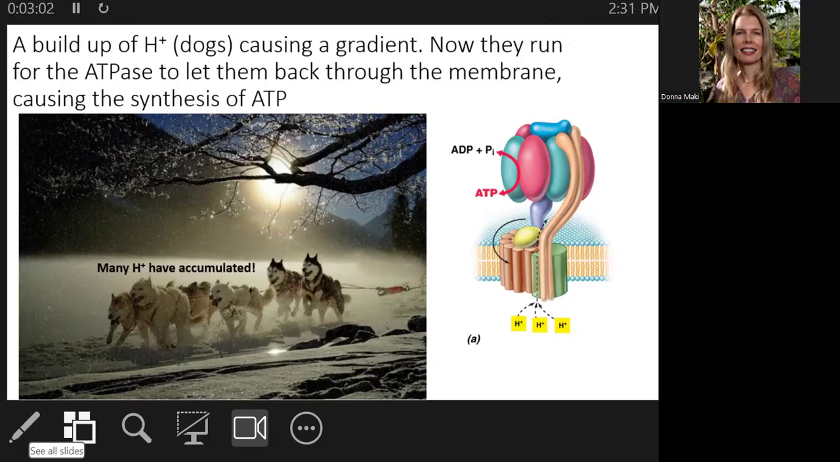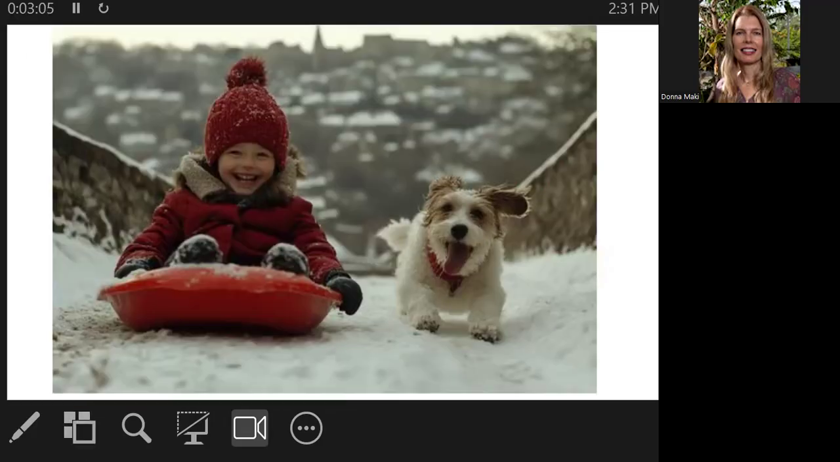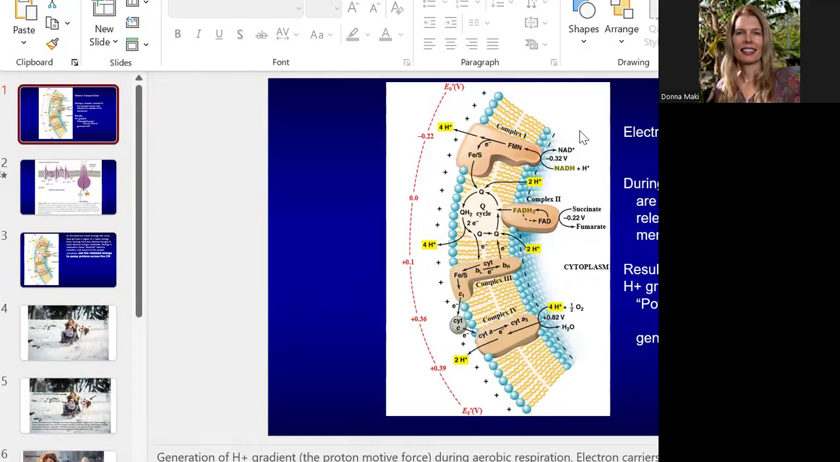And then there's a couple of extra cute pictures. So this idea of that potential energy at key spots, because of the way it goes from a very negative voltage to a very positive voltage as they pass along the electron transport chain. Okay. Questions on this idea?